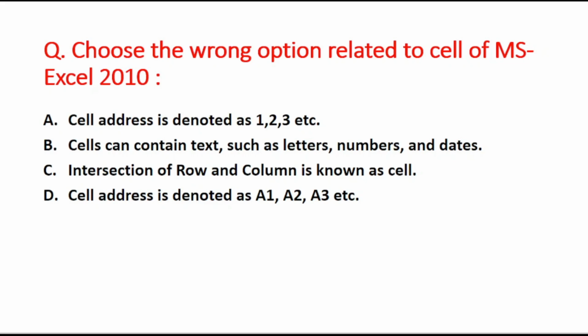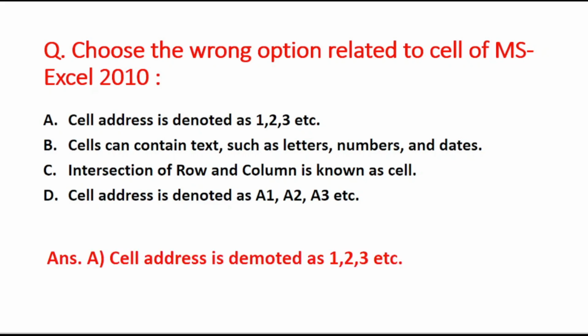क्योंकि सारी जो ऑप्शंस हैं वो इजी वन है. सो द राइट आंसर इज द ऑप्शन A, दैट इज सेल एड्रेस इज डिनोटेड एज 1, 2, 3, जबकि रोज को डिनोटेड किया जाता है 1, 2, 3 एंड सेल एड्रेस डिनोटेड एज A1, A2, A3, जैसे कि ऑप्शन D में दिया हुआ है. ओके, सो दिस वन इज द इनकरेक्ट.